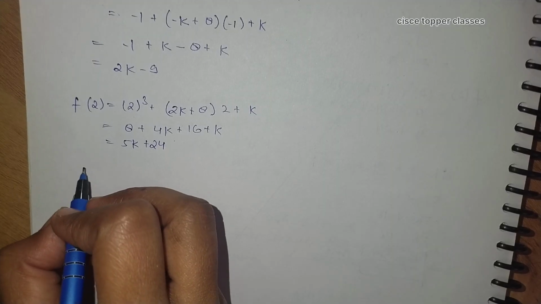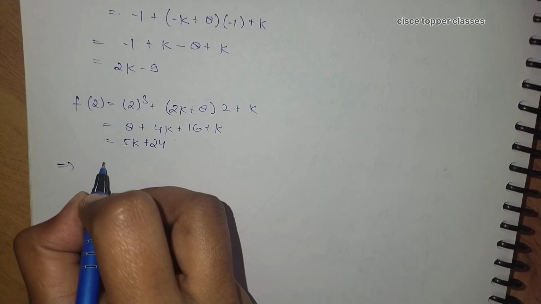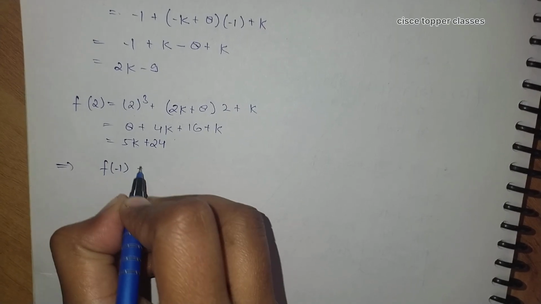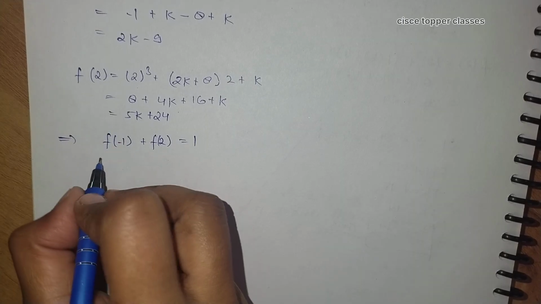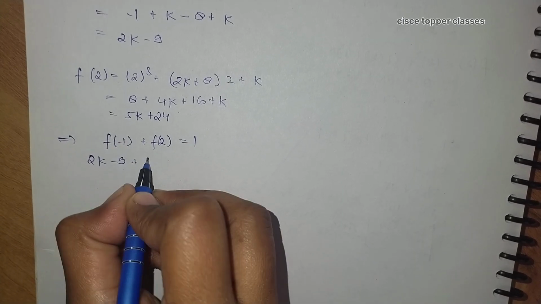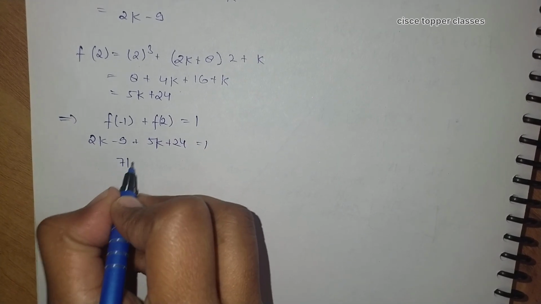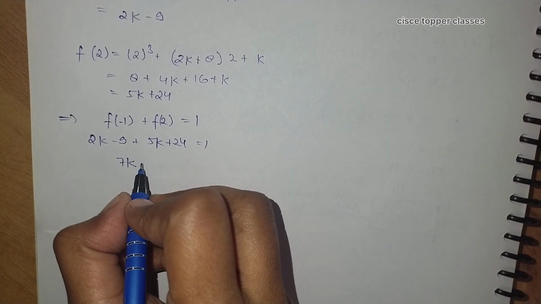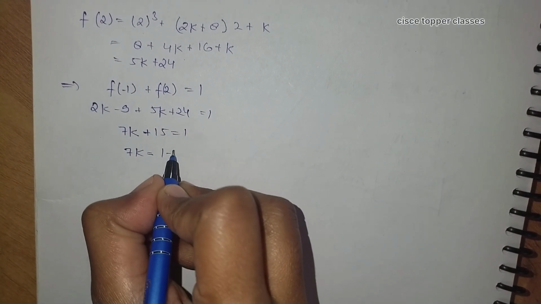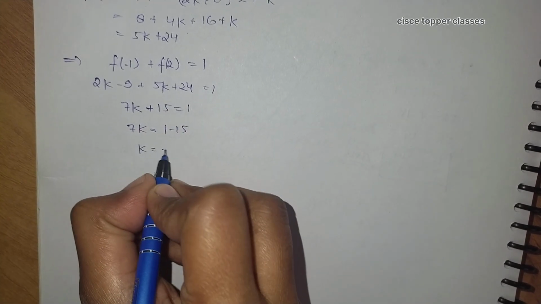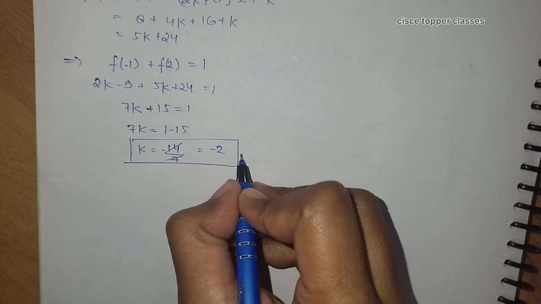As this is the value, we are to find k if the sum of two remainders is 1. So f of minus 1 plus f of 2 is equal to 1. Then we will put the values to find the value of k. So 2k minus 9 plus 5k plus 24 is equal to 1. That will become 7k, and 24 minus 9 will become 15, plus 15 equal to 1. So 7k is equal to 1 minus 15, and k is equal to minus 14 by 7. This will cancel out and we will get minus 2 as the final answer.